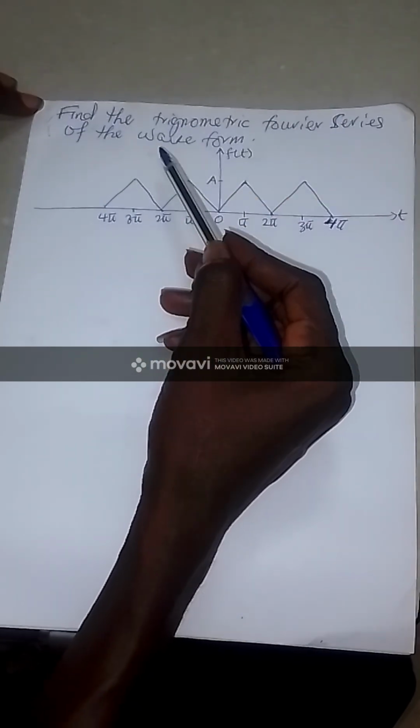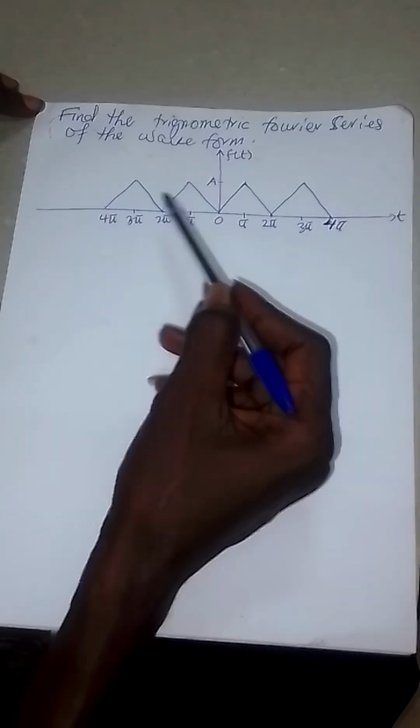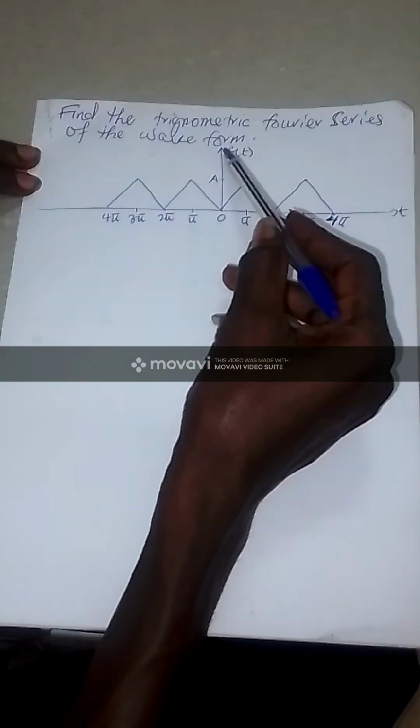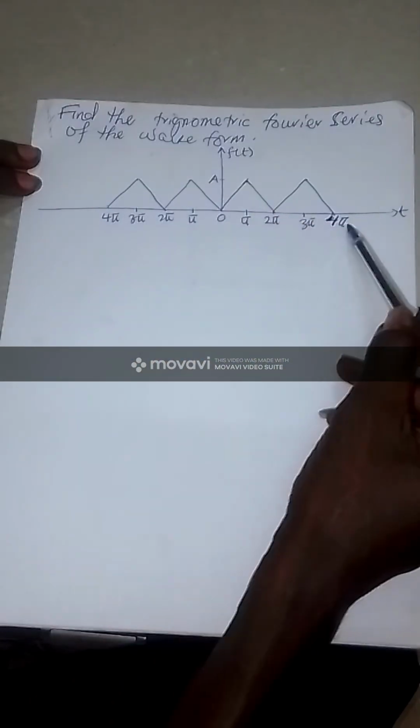Let's take a look at this question on Fourier series using the trigonometric format. Here we have to find the trigonometric Fourier series of the waveform shown. This is the waveform. It's a sawtooth or triangular kind of waveform. In this waveform, this is the y coordinate and these are the x coordinates.